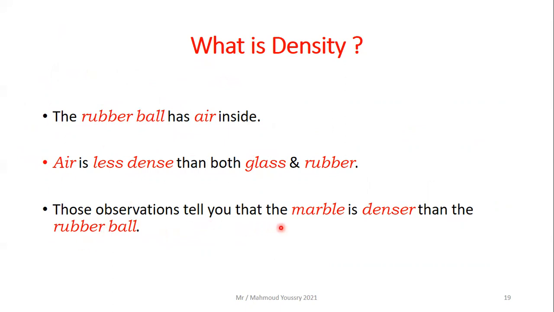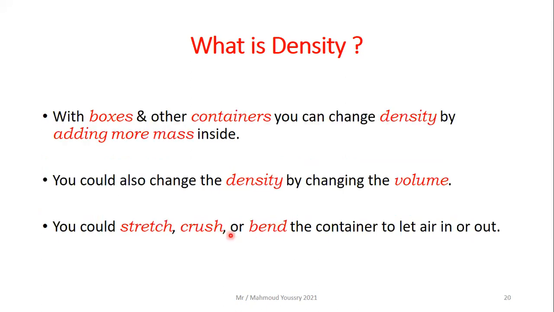Those observations tell you that the marble is denser than the rubber ball. With boxes and other containers, you can change density by adding more mass inside. You can also change the density by changing the volume.